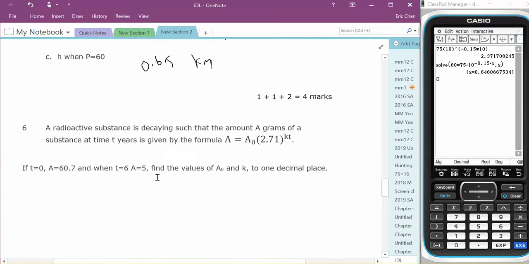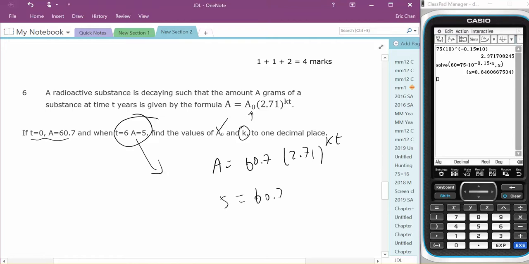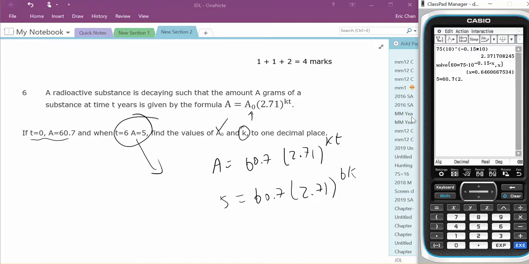Question 6, a radioactive substance is decaying according to this formula. When T equals 0, A equals 60.7. Now, A0 is always going to be your initial value, so the initial value is 60.7. So we automatically know that that's 60.7, 2.71 to the kT. Now we're just trying to find the value of K. So sub in the coordinates when A equals 5, T equals 6. Go interactive and solve for K. Again, brackets please. 6 times X, interactive and solve.